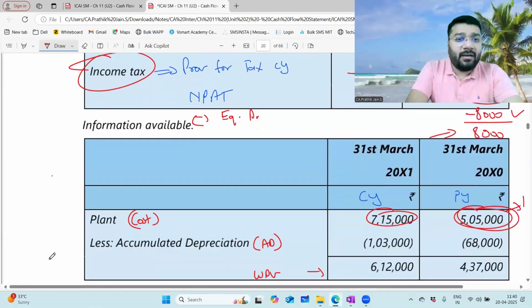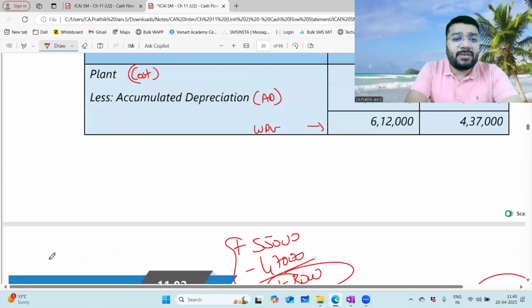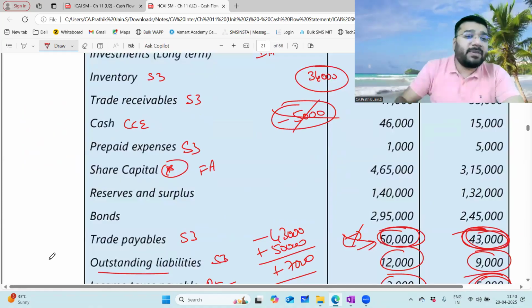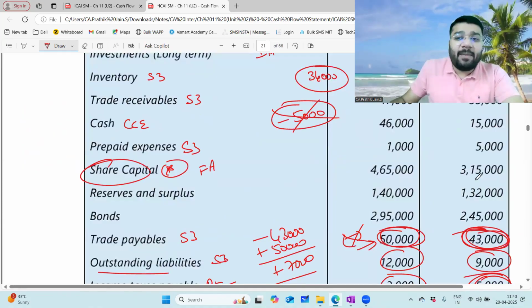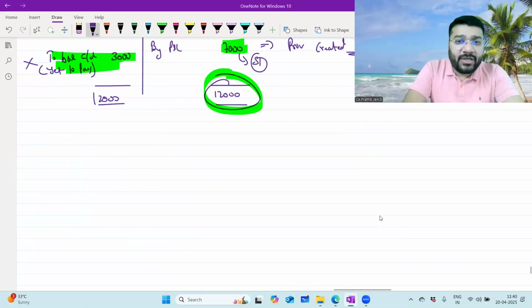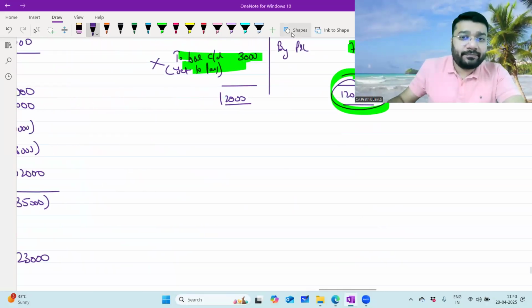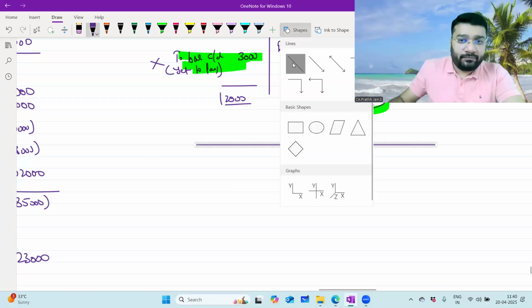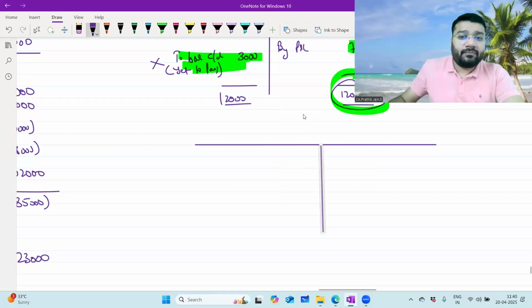Coming down, income tax nothing, plant nothing, accumulated depreciation nothing, investment nothing, inventory nothing, trade receivable nothing, cash nothing, prepaid expense nothing, share capital is there. We have to open the share capital ledger. Please open the share capital ledger. Equity share capital.